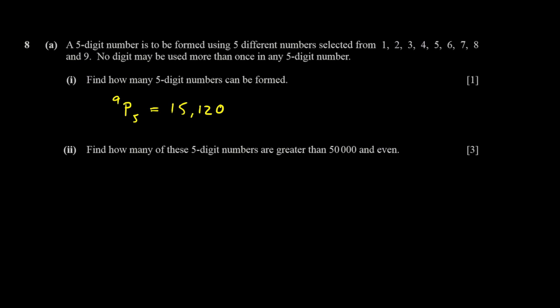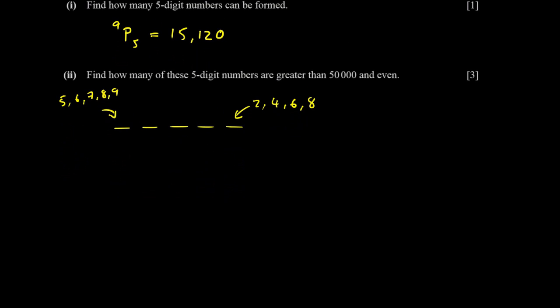Okay, then part 2. Find out how many of these 5-digit numbers are greater than 50,000 and even. Well, I think the best thing to do is just draw this out. 1, 2, 3, 4, 5. If we want it to be greater than 50,000, then the digit that goes there has either got to be 5, 6, 7, 8, or 9. And if it's going to be even, then the digit here can be 2, 4, 6, or 8. There's no 0.